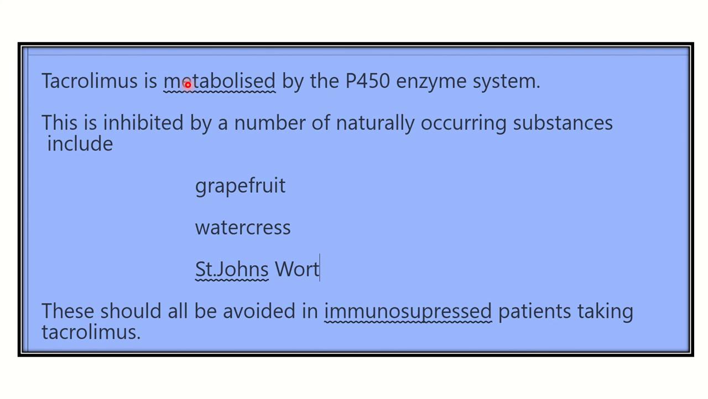So here we can see tacrolimus. Tacrolimus is metabolized by the cytochrome P450 enzyme system, and this system is inhibited by a number of naturally occurring substances, foods or other substances. If we use these substances, they will inhibit the P450 enzyme. So P450 enzyme will not act on the tacrolimus, and on the one hand tacrolimus toxicity develops, and on the other hand, the kidney function will deteriorate gradually and the graft will be rejected. That means the kidney will be damaged within a very short time.